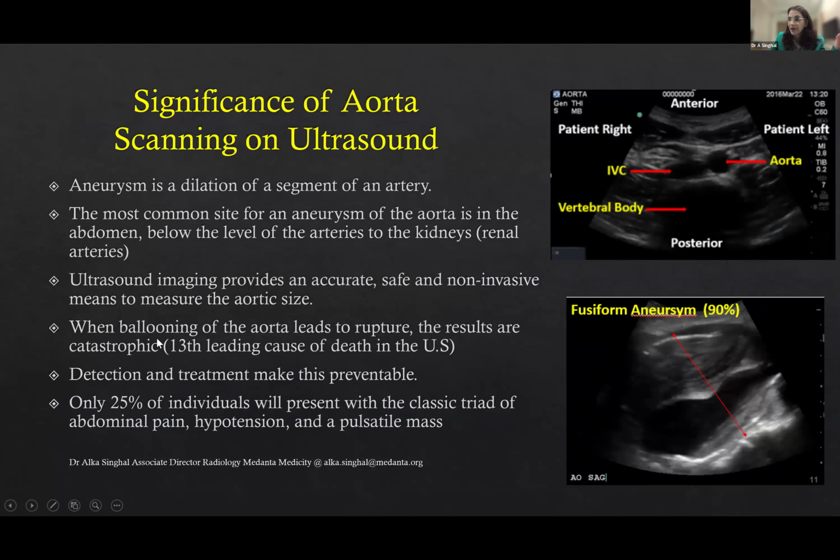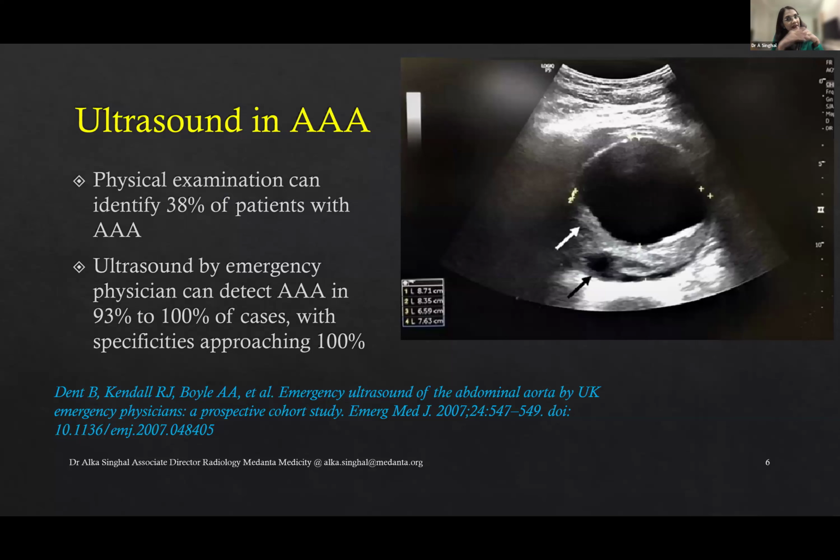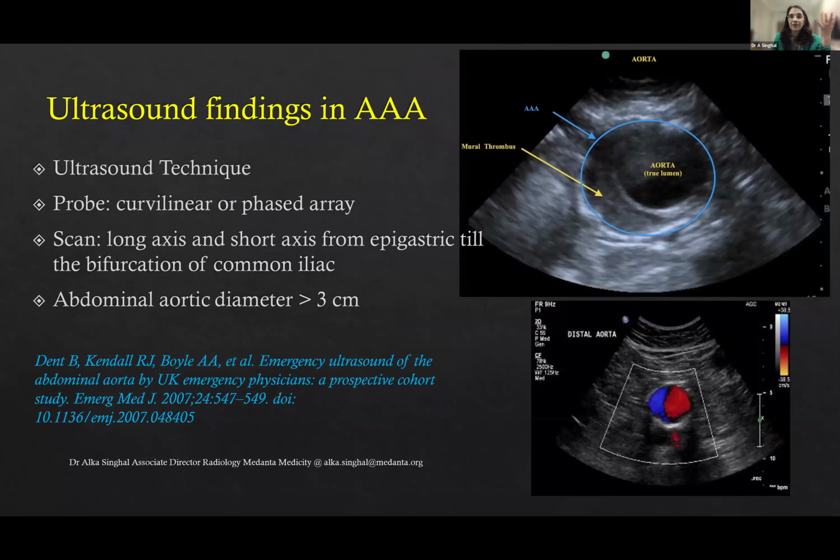And when the ballooning of the aorta leads to rupture, like when it's more than 5 or 7 centimeter diameter, the results are catastrophic. And it's the 13th leading cause of death in the US. So this just shows that our thorough abdominal ultrasound has such a big role in the diagnosis and management. However, in an emergency setting, obviously, what we will see is a dilated aorta. We can see a true lumen and a false lumen. We can see a saccular or a fusiform aneurysm, and we can also see a dissecting aneurysm where we can see a moving flap in the lumen and two circulations going on.